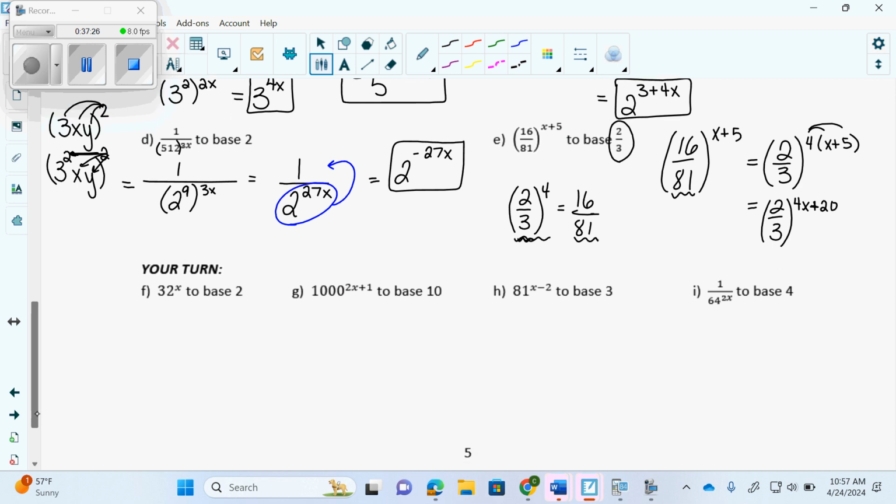What does this say? Your turn. Go. So 32 is 2 to the what? 32 to the x. 32 is 2 to the 5, so it's 2 to the 5x.